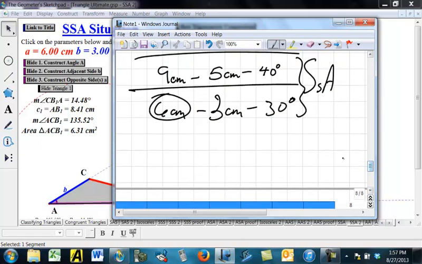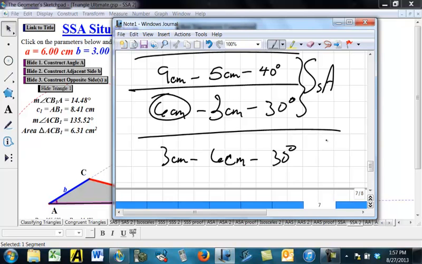Okay, what if we change it to 3 centimeters, 6 centimeters, and 30 degrees? Try that one now. Press pause when you get it done, and come back when you get it done.